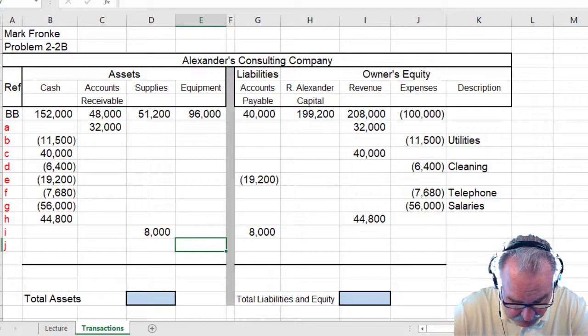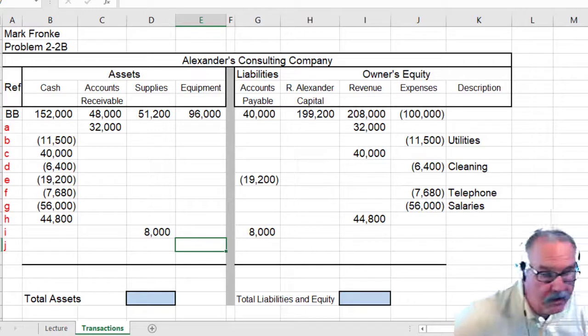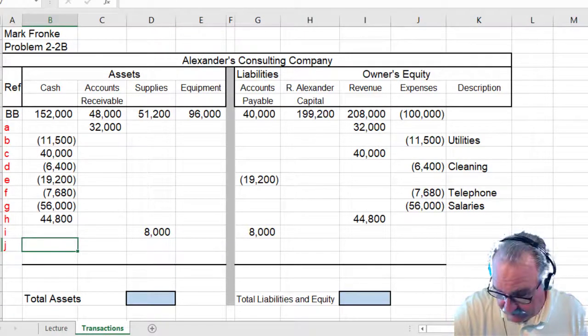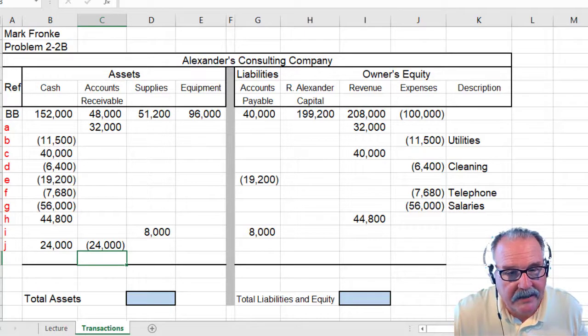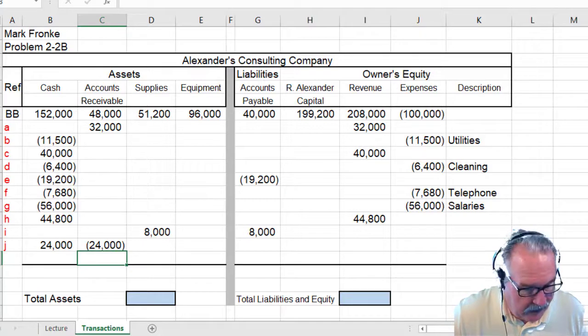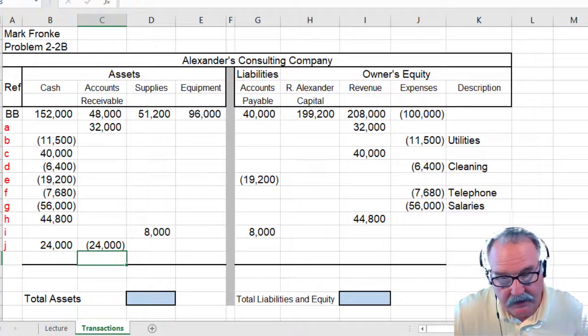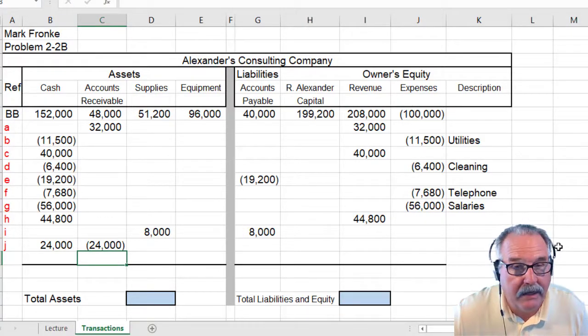And then the last transaction, which is number 10, and it's J, received $24,000 from credit clients, which means cash is going up and accounts receivable is going down. Okay, so if you stop the video, I'm going to total up each column, and you can do this on your own, and then you can start the video again when you've got the total, see if you can get it to balance out. I will be right back.